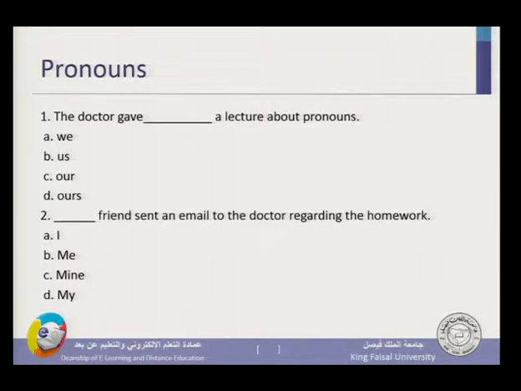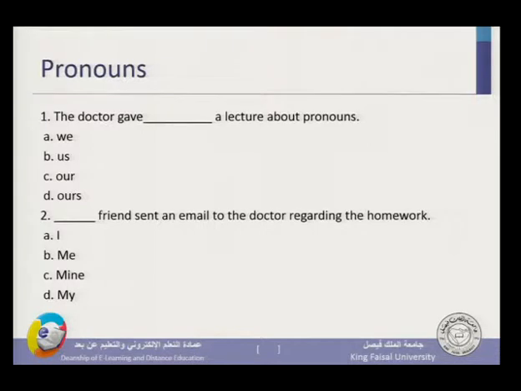Friend sent, here a possessive pronoun is to be used. My friend sent an email to the doctor regarding the homework. Why "my," not "mine"? Though mine and my are both possessive pronouns, my is the type of possessive pronoun which is to be followed directly by an object. My friend. Friend here is the object of the possessive pronoun my.